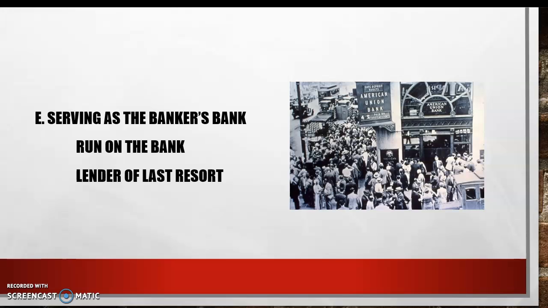That's all the material that we're going to cover for today. We've got one more function of the Fed, which we will spend time tomorrow talking about.